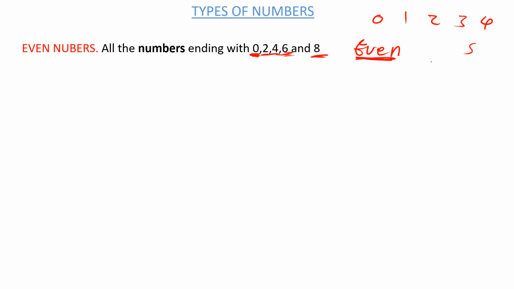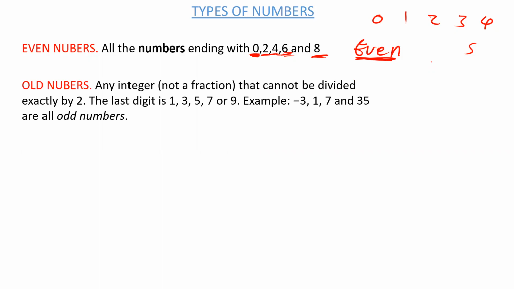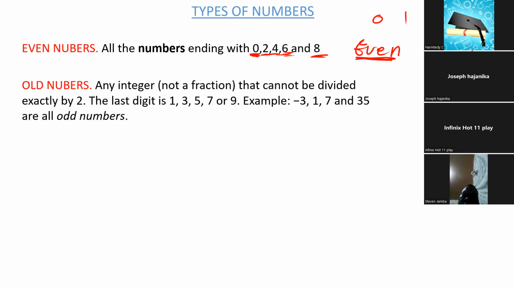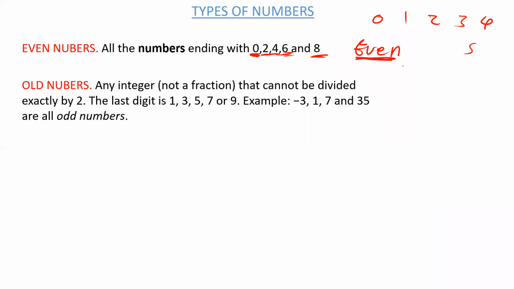Let us look at another set of numbers. We also have another set which is odd numbers. Let me give you the simplest definition. The simplest definition of odd numbers is any number that ends with either 1, 3, 5, 7, or 9. Any number that ends with these digits is called an odd number.